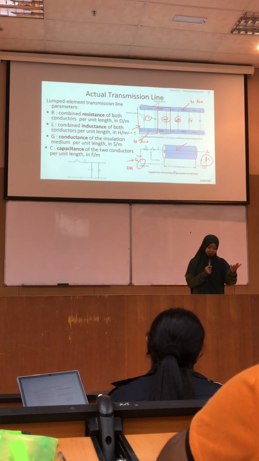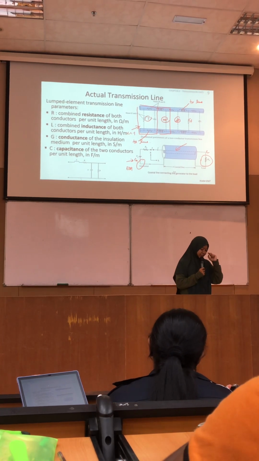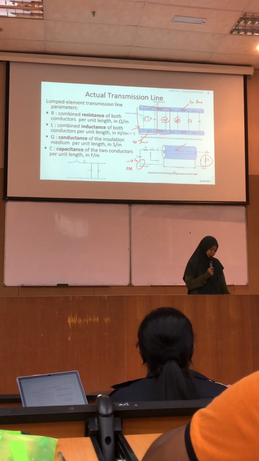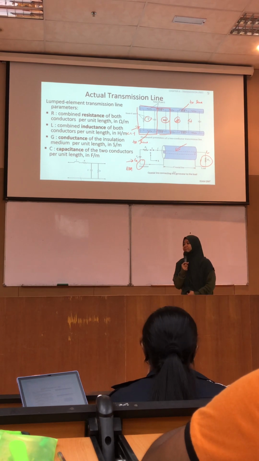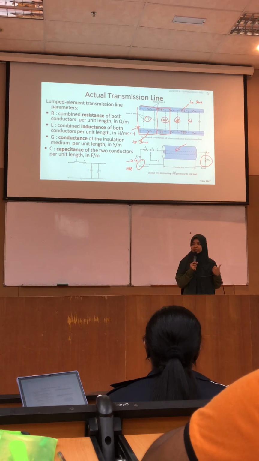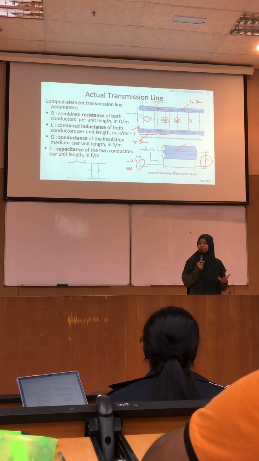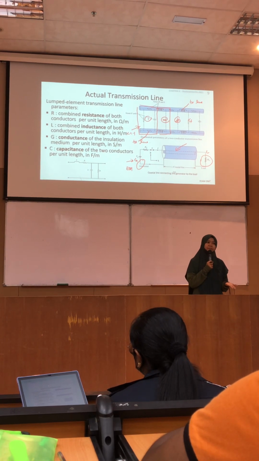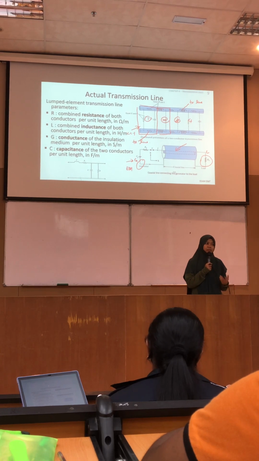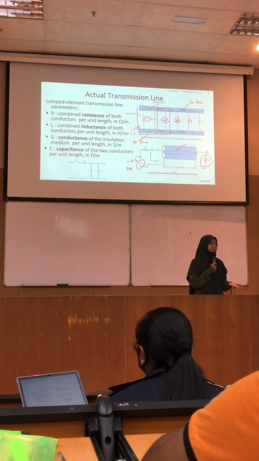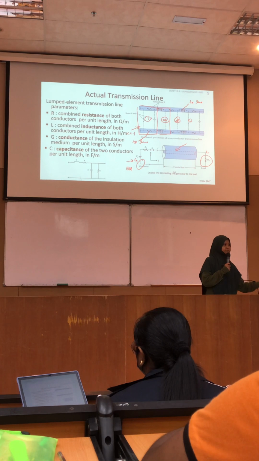Basically, you ask why we have to learn electromagnetic. Okay, next question. What is conductance? Transmission line basically constitutes R, L, G and C. What is G? Conductance, insulations. G is equal to what?